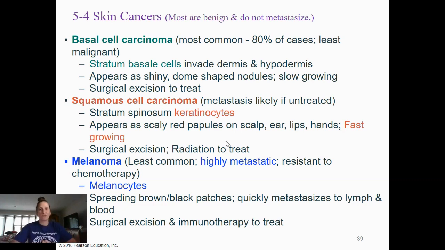Usually you need some type of surgical excision to remove them for treatment, and then usually some type of radiation, just to make sure that it hasn't metastasized if you didn't treat it early enough.